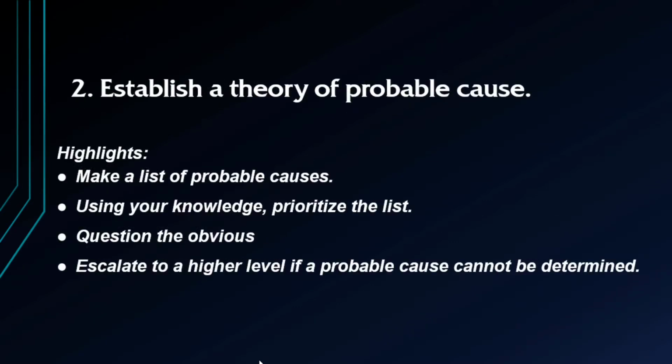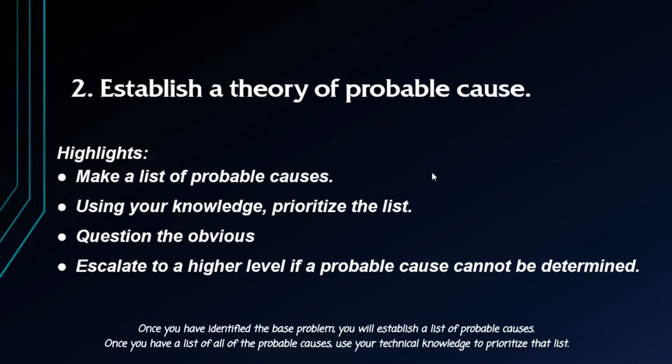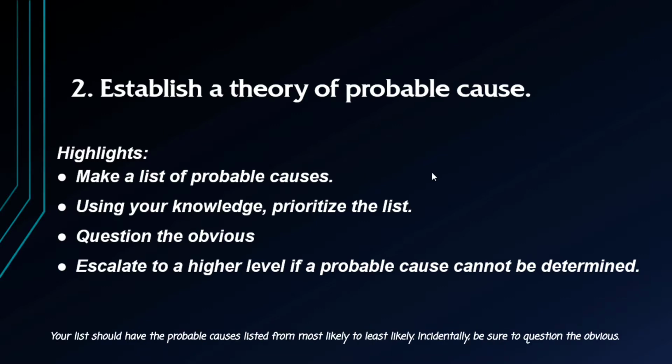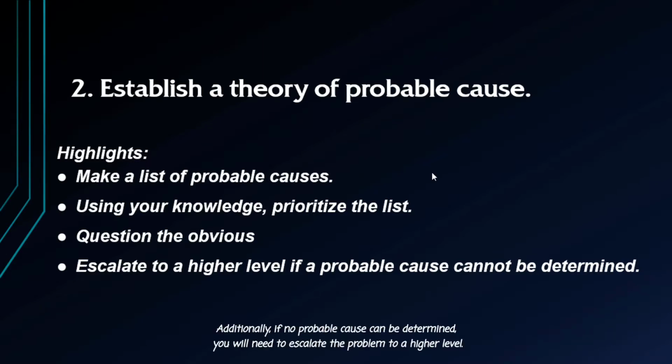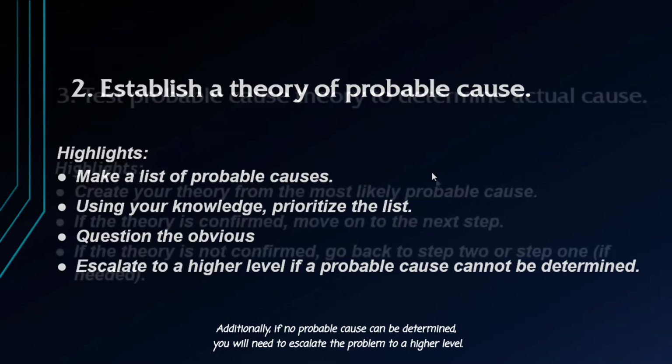Number 2, establish a theory of probable cause. Once you have identified the base problem, you will need to establish a list of probable causes. Once you have a list of all probable causes, use your technical knowledge to prioritize that list. Your list should have the probable causes listed from most likely to least likely. Incidentally, be sure to question the obvious. Additionally, if no probable cause can be determined, you will need to escalate the problem to a higher level.